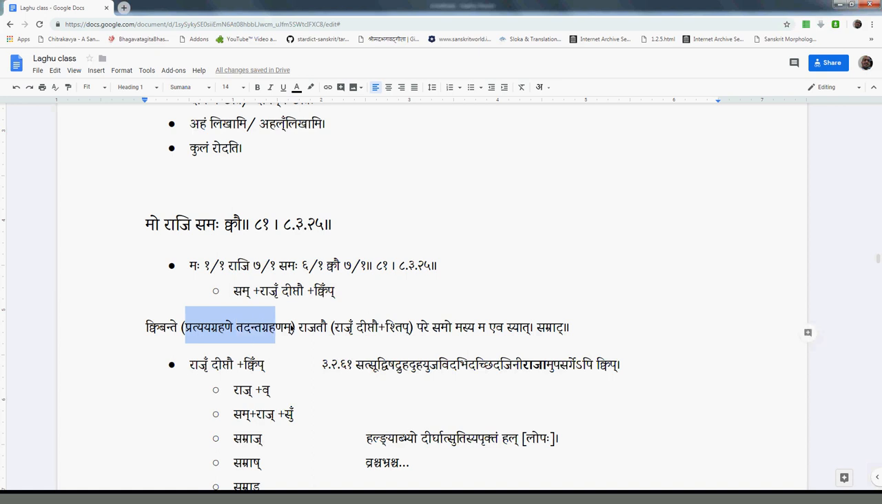The other way to do it is to use a paribhasha, and that paribhasha also derives from that same thinking: pratyaya grahane tadanta grahanam. Whenever a pratyaya is mentioned, like kvip, the tadanta, that which ends in the pratyaya, can be included. So when you say kvibante rajatau pare, samaha masya makarasya makara eva syat.